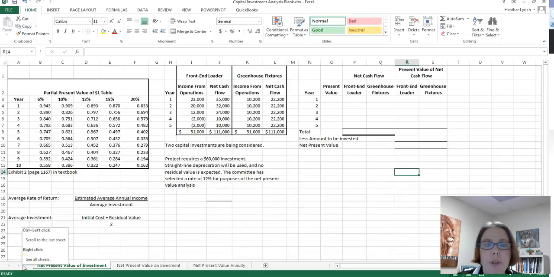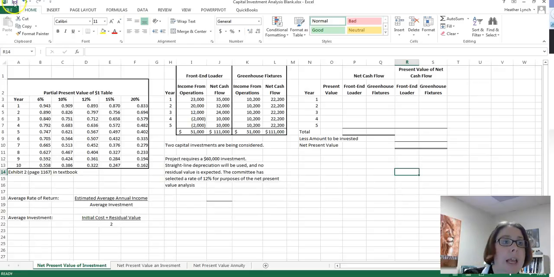Hi everybody, so this chapter is capital investment analysis, and what we're going to do here is look at a couple of different investment projects and decide which is the better project to go with. What I have here is just from Exhibit 2 on page 1167, a partial present value of a dollar table.